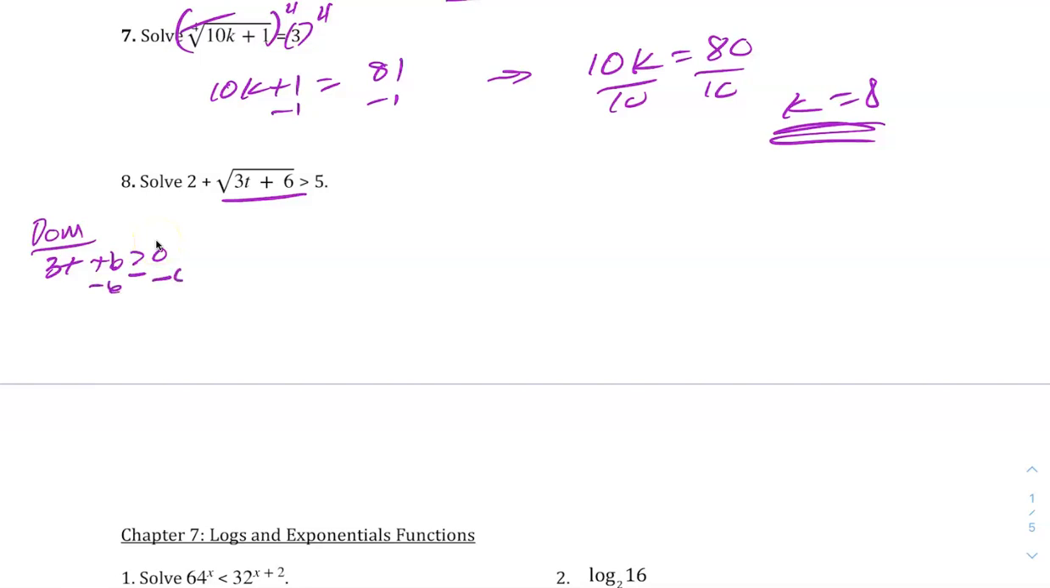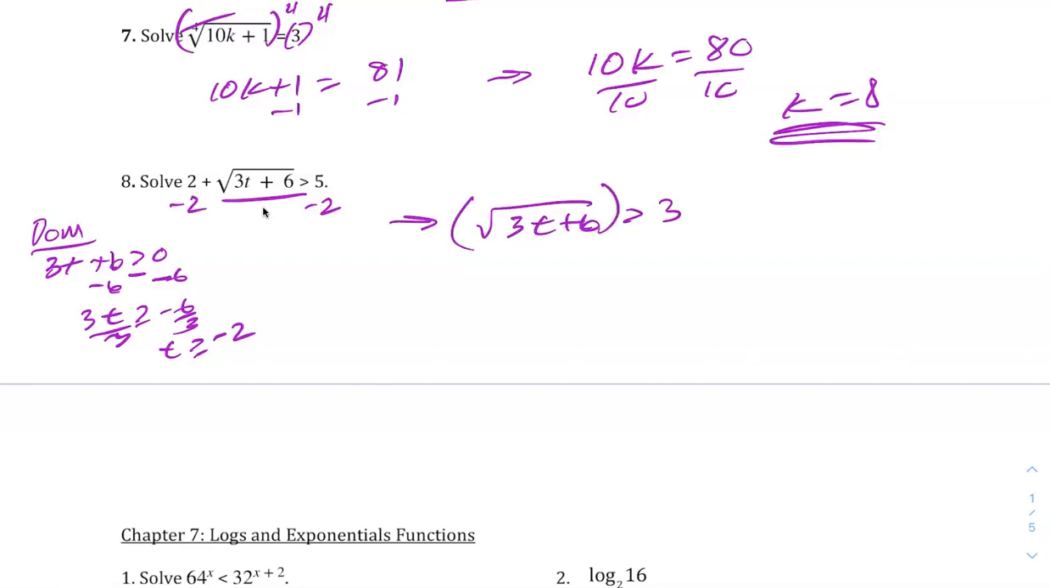I subtract 6. 3t is greater than or equal to negative 6. Divide by 3. So t is greater than or equal to negative 2. So that's our domain. So no matter what answer we get, we have to be greater than negative 2. Then we just solve it like normal, so subtract 2 from both sides. I get 3t plus 6 is greater than 3. Let's go to the radical. 3t plus 6 is greater than 9.